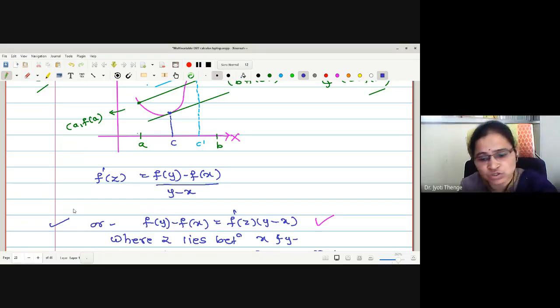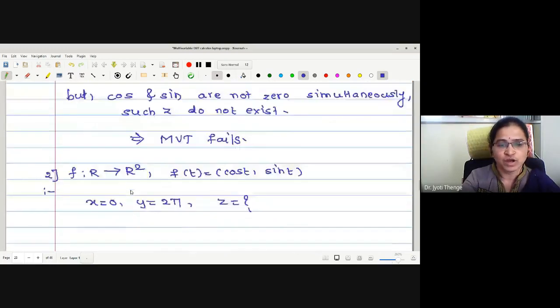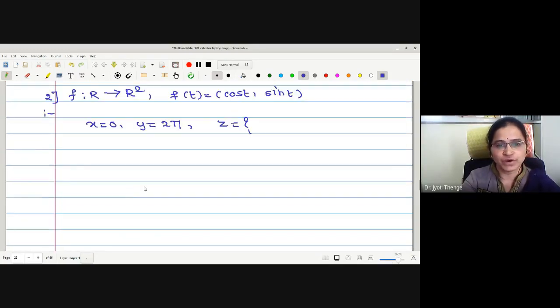And it was observed, or it was proved, that the correct equation is obtained by taking a dot product on both sides of the statement with a suitable vector in the domain space, which actually gives us the useful generalization of mean value theorem for vector valued functions. Okay.